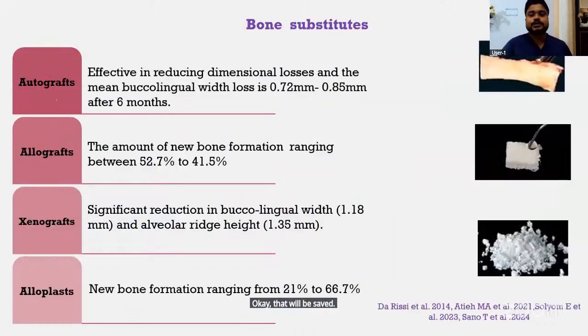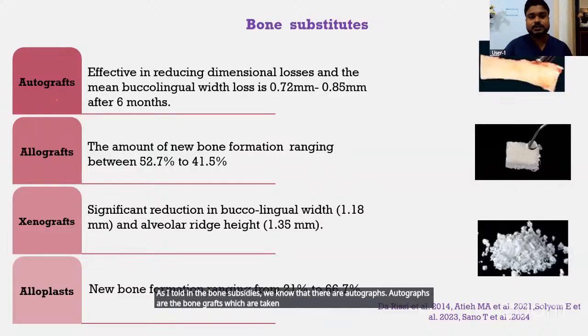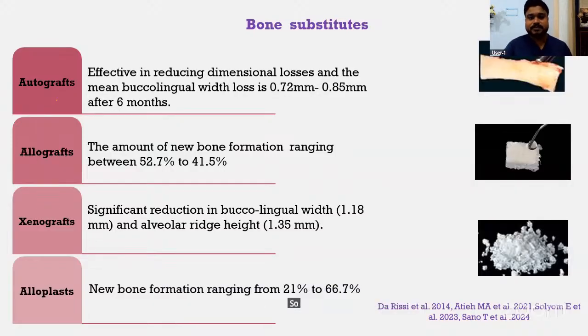So now coming to the bone substitutes. As I told, in the bone substitutes, we know that there are autografts. Autografts are the bone grafts which are taken from the patient's own site. So there are various studies done and various case reports and various systematic reviews. To be simple, various cases have been done and they have examined how autografts work when used for alveolar ridge preservation or socket preservation.